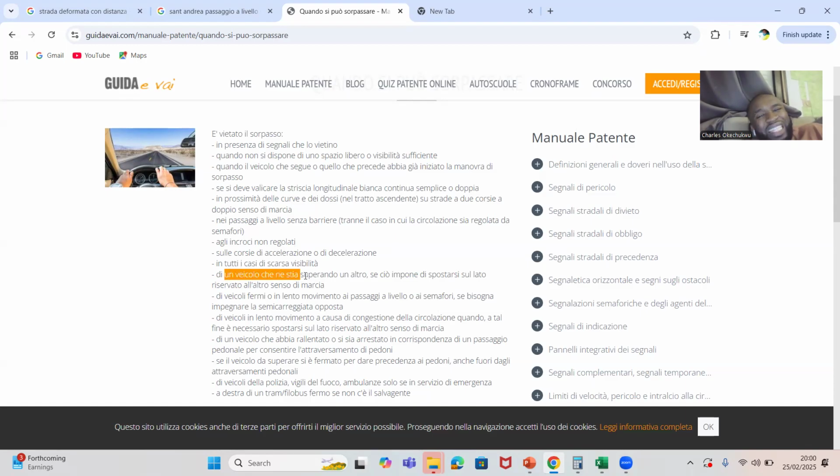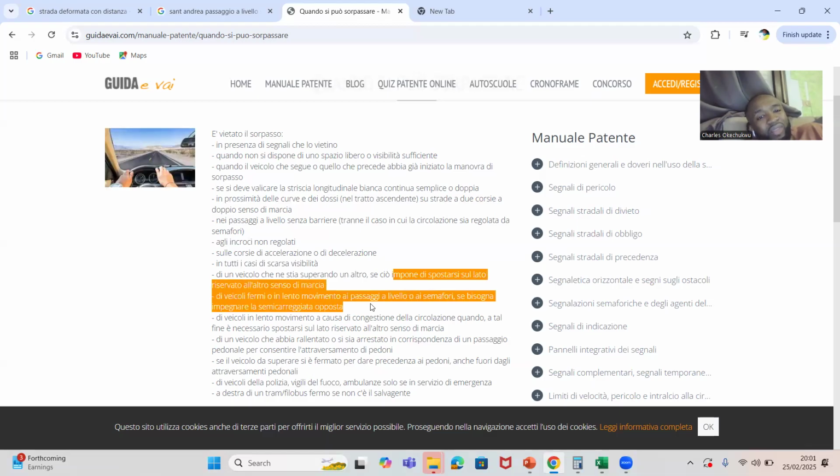You cannot overtake where? Un veicolo che ne stia superando un altro. You cannot overtake a vehicle that is overtaking another vehicle. Think about it. You cannot do it. Se ciò impone di spostarsi sul lato riservato all'altro senso di marcia. If that thing will make you leave your own corsia and enter the opposite corsia, don't do it. Don't overtake if that thing will make you enter that person's lane. Because if you enter that person's lane, if it is doppio senso, it is dangerous.